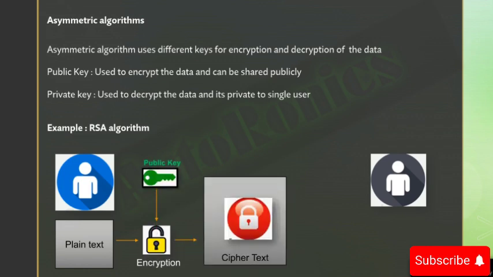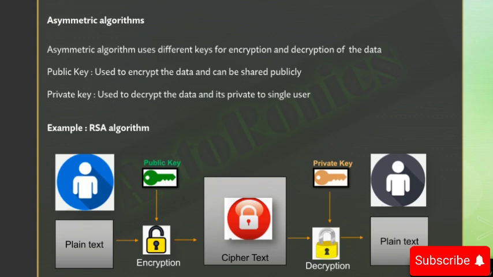And once that ciphertext is formed, we'll send it to the receiver. Once the receiver gets the ciphertext, he will decrypt it using the private key. And this private key will be known only to him, not to the sender. Using this private key, he decrypts the data and gets the actual plain text. So this is how the asymmetric algorithm works.